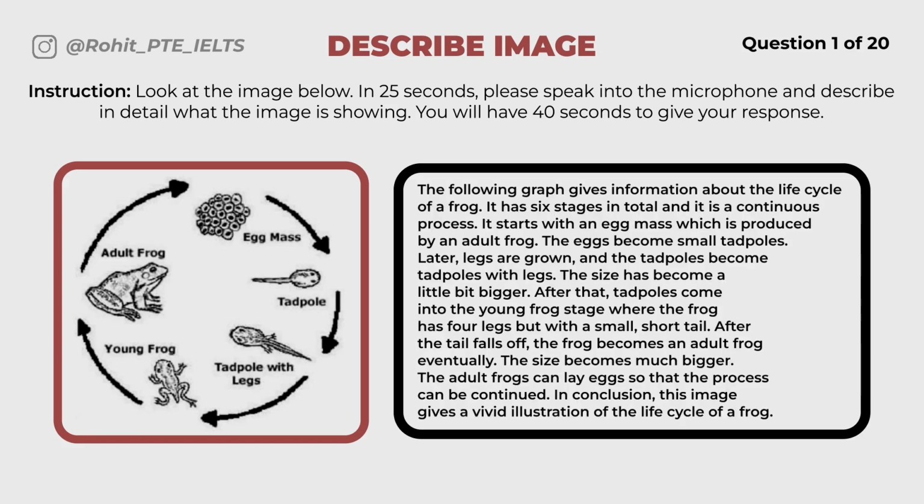The following graph gives information about the life cycle of a frog. It has 6 stages in total and it is a continuous process. It starts with an egg mass which is produced by an adult frog. The eggs become small tadpoles.